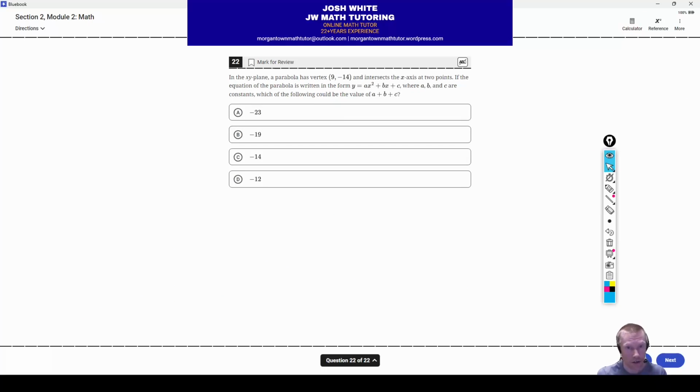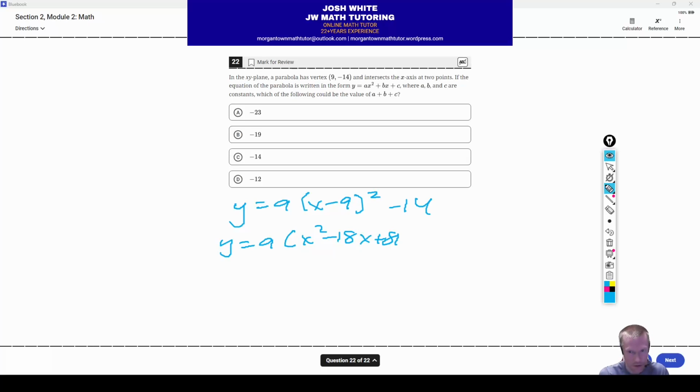All right, next, let's talk about this last question, number 22. With this one, unfortunately, as of right now, there's no way I know how to solve this entire thing in Desmos. Basically, what you have to do is start with the equation in vertex form. So just put the vertex in. Then we go ahead and basically square this out. Then you distribute the A.